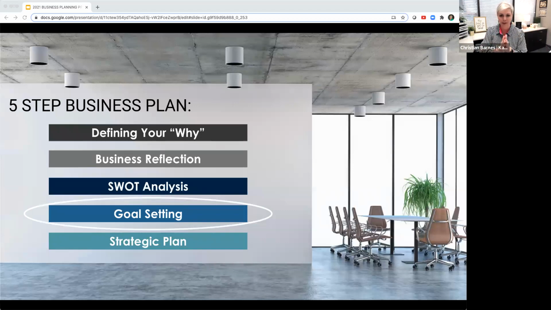Page 6 of your workbook, SWOT analysis. Again, take some time. Do not rush going through this. You really need to sit down and give it some thought. I will get back to you on part 4. We're going to come back together and we're going to dive in to goal setting. There's some meat here, a lot of meat on this one.